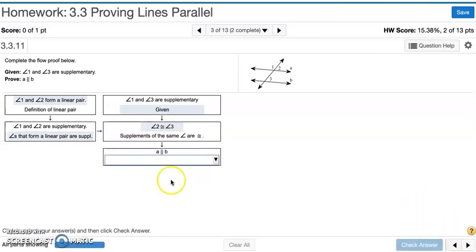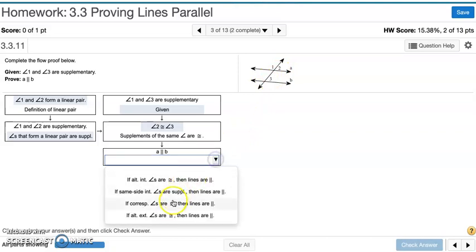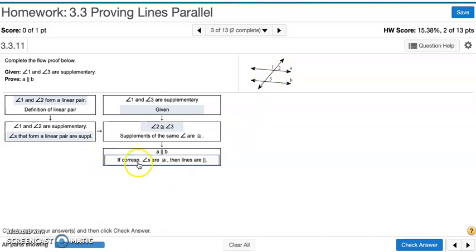So therefore, lines A and B are parallel because when corresponding angles are congruent, it makes them parallel. And 2 and 3 are corresponding angles. So like I said, if corresponding angles are congruent, then lines are parallel.